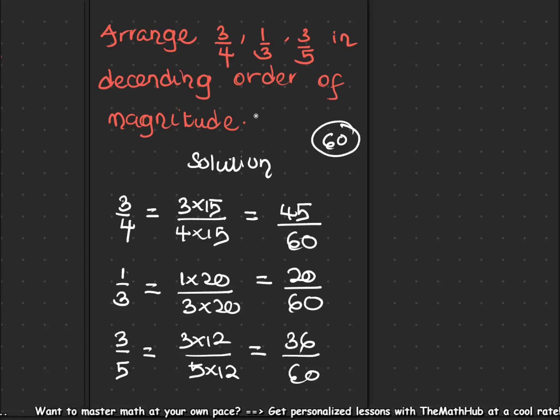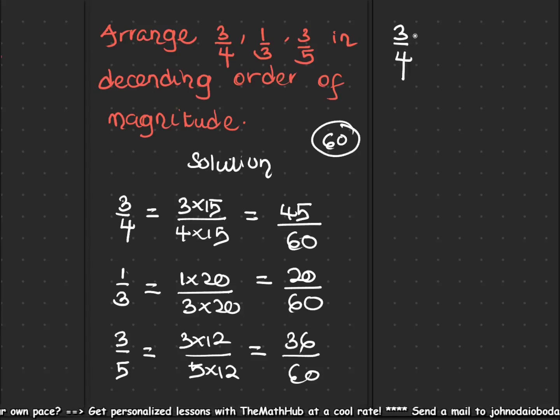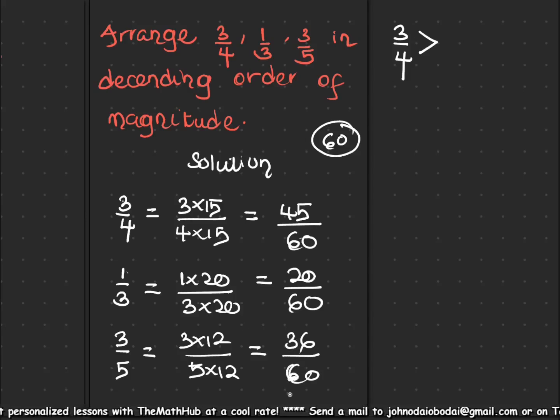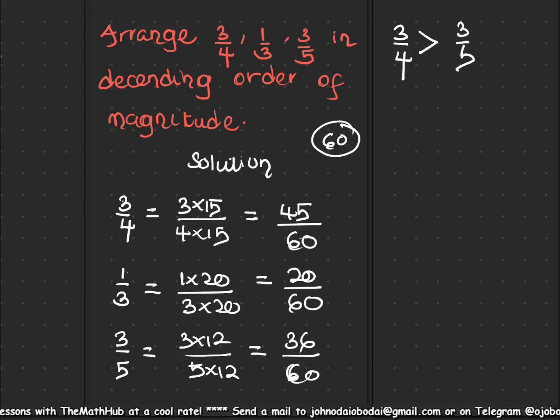So to rank them in descending order, we are going to write the biggest one first. And of 45, 20, and 36, the biggest is 45. 45 over 60 corresponds to what? 3 over 4. So we have 3 over 4 being our greatest. So it is greater than the next one, which is 36 over 60. 36 over 60 corresponds to 3 over 5. So it's greater than 3 over 5.